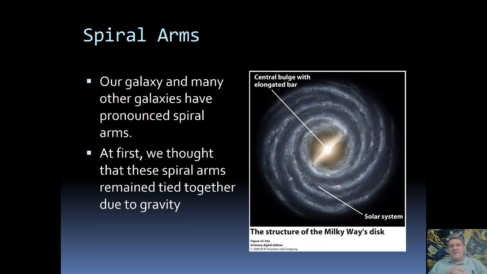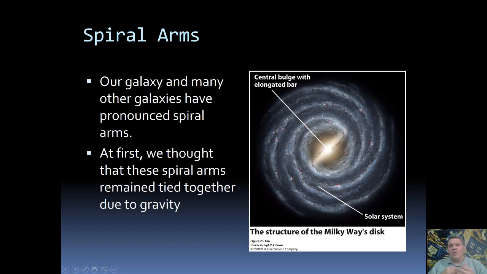Now, we think that our galaxy likely has nicely pronounced spiral arms. We don't know for certain because we live in the middle of it and we haven't been able to get out to actually look at it. However, we actually have strong evidence that this is the case. This image is an artist's rendition of how we believe our galaxy appears. So we do believe we have a nice spiral-type galaxy and nicely pronounced spiral arms.